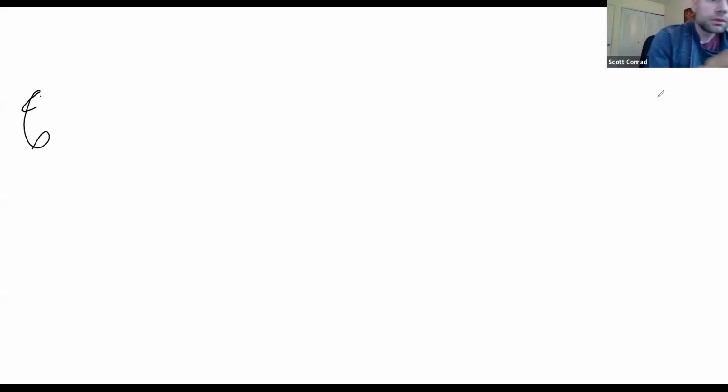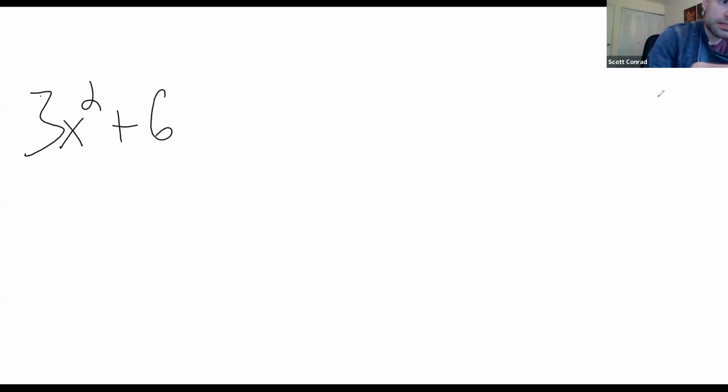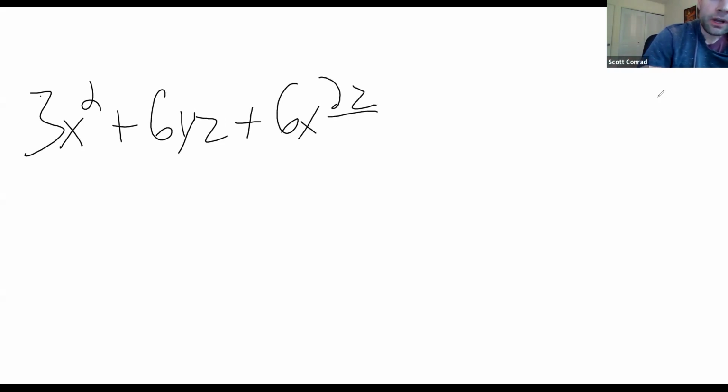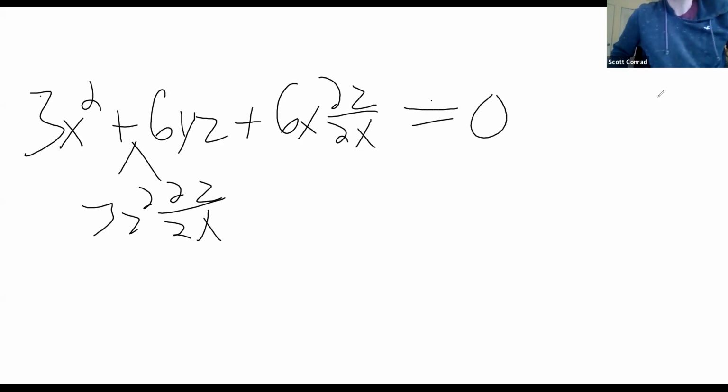Okay, so we had 3x squared plus 0 plus, not 6xz, 6yz plus 6x dz dx. Oh, and I forgot, of course, our 3z squared dz dx. That was the left-hand side, equals 0.